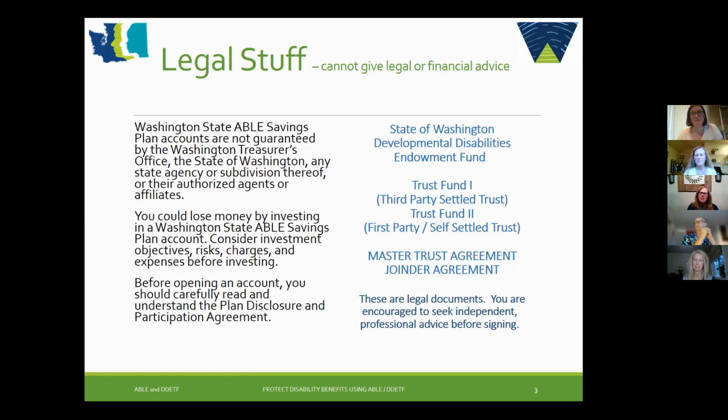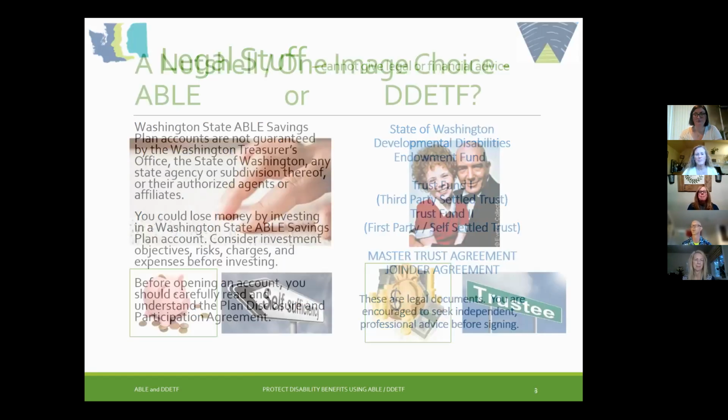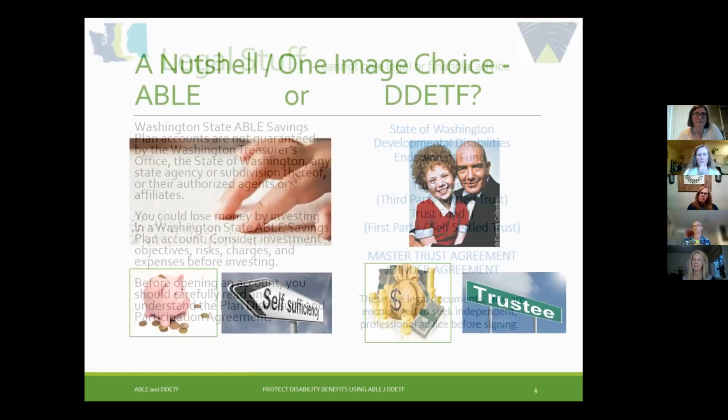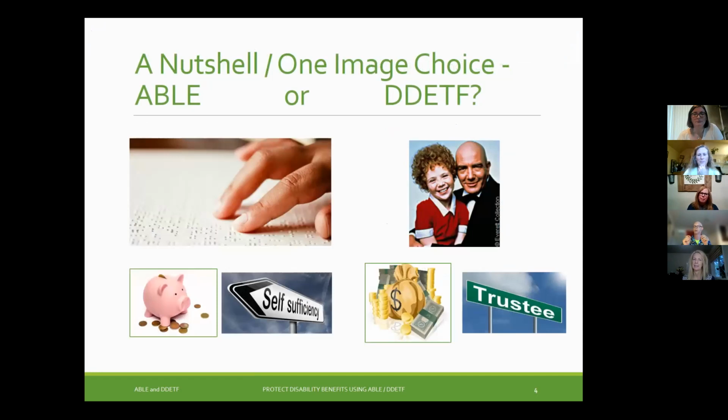There's a lot of data, a lot of information out there. Both of these programs, the plan disclosure for the ABLE runs about 60 pages now. The DD Endowment with the Master Trust agreement is about 40, 50 pages. So the details are there, but we're just here to give you an overview. And one of the things we've struggled with was trying to figure out in a snapshot what's the difference between these two programs, because they have a lot of similarities, but there are some nuances.